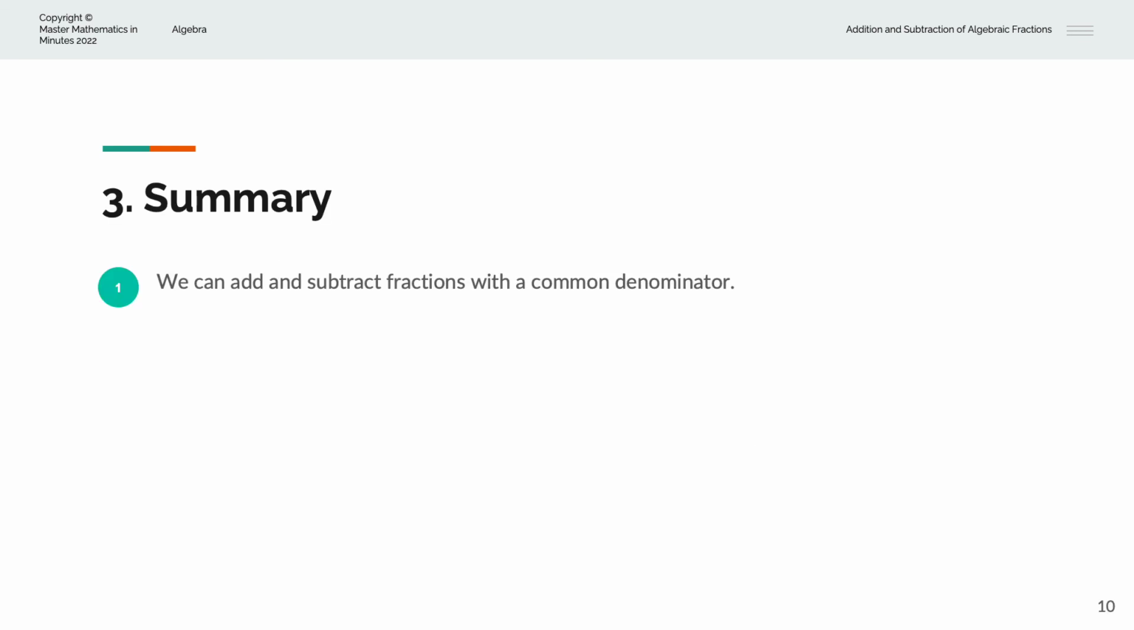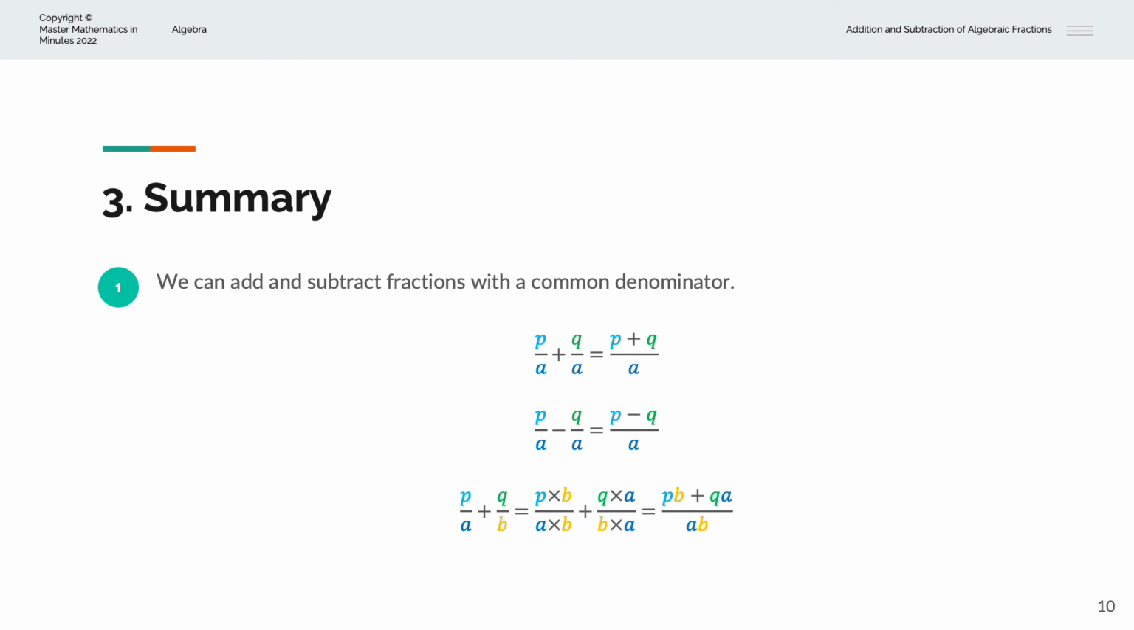To summarize, we can add and subtract fractions with a common denominator. So p over a plus q over a becomes p plus q over a. And p over a minus q over a, that becomes p minus q over a. And in a case where the two fractions do not share the same common denominator, we'll need to rebase both fractions. So p over a becomes p multiplied by b over a multiplied by b. We'll carry the plus sign across, and q over b becomes q multiplied by a over b multiplied by a.